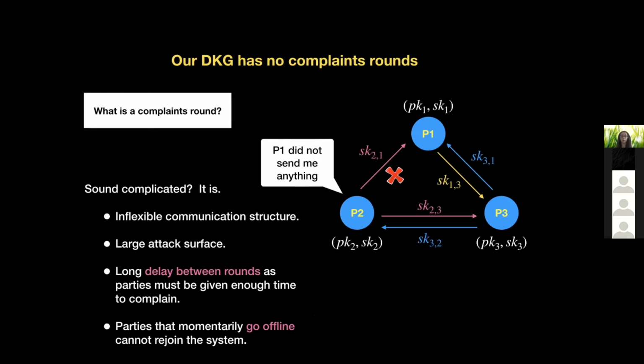You also have a very large attack surface. There's lots of different communication going on at lots of different points in time, all of which are places where things could go wrong. You also have a very long delay between rounds. This is basically because if you're trying to run this protocol over the internet, then it's entirely plausible that the first party's message might take a while to reach the second party. So you have to allow enough time for that message to actually reach them, and then enough time for the second party to complain.